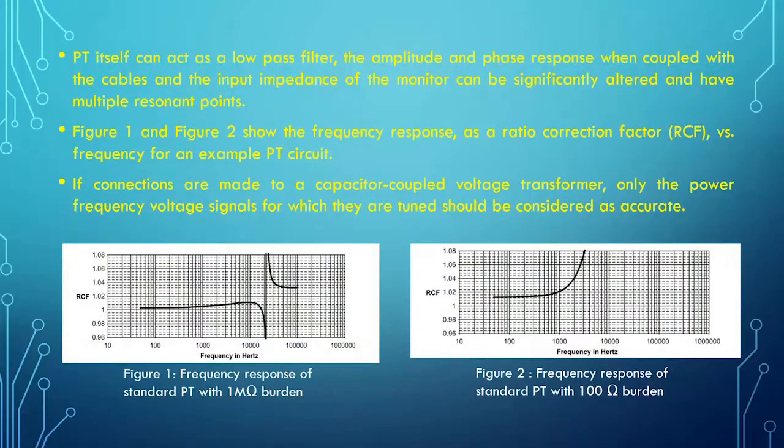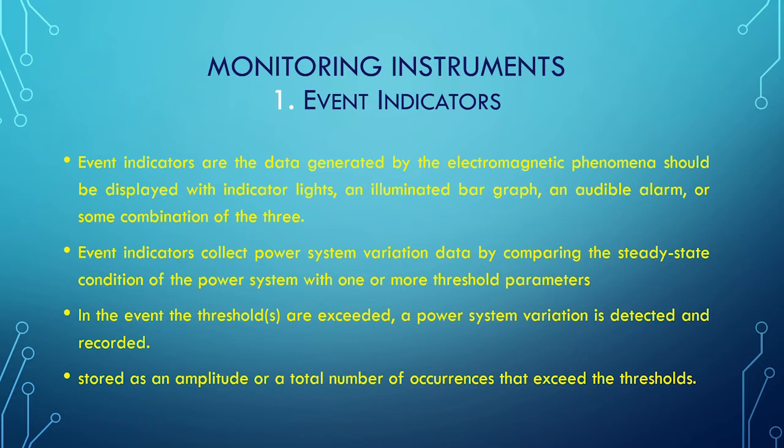Moving on, the PT itself can act as a low pass filter. The amplitude and the phase response, coupled with a cable and the input impedance of the monitor, can be significantly altered and have multiple resonant points. Figure 1 and Figure 2 show the frequency response as ratio correction factor (RCF) vs the frequency for an example PT circuit. If the connections are made to a capacitor coupled voltage transformer, only the power frequency voltage signals for which they are tuned should be considered as accurate. In the next subtopic, we're going to discuss the monitoring instruments.